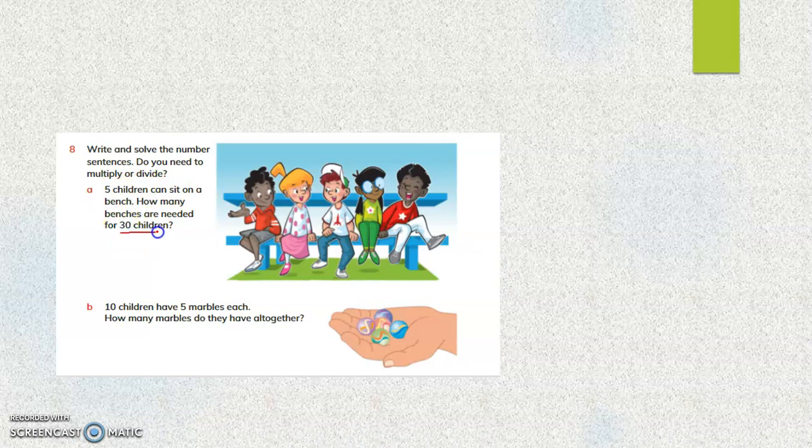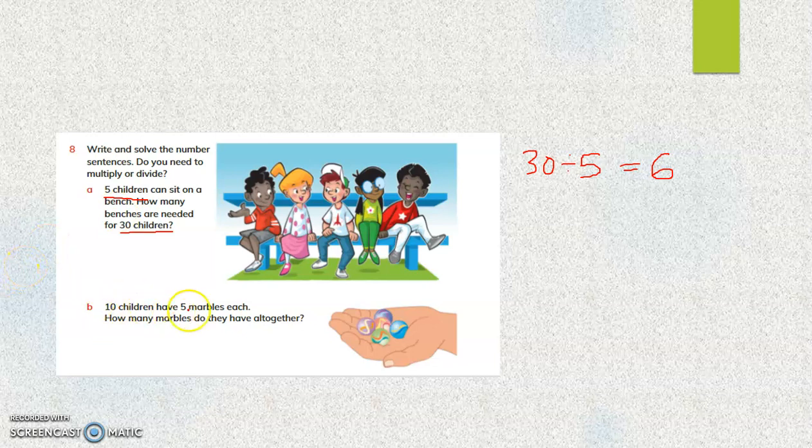Here we are given the total number of children and the number of children on a bench. So what should we do here? Addition, multiplication or division? The total is given, the number for one bench is given, and we have to find how many. So we should divide, right? So the number of benches needed is 30 divided by 5. 30 divided by 5 is equal to 6. 6 into 5 is 30. So 30 divided by 5 is equal to 6.